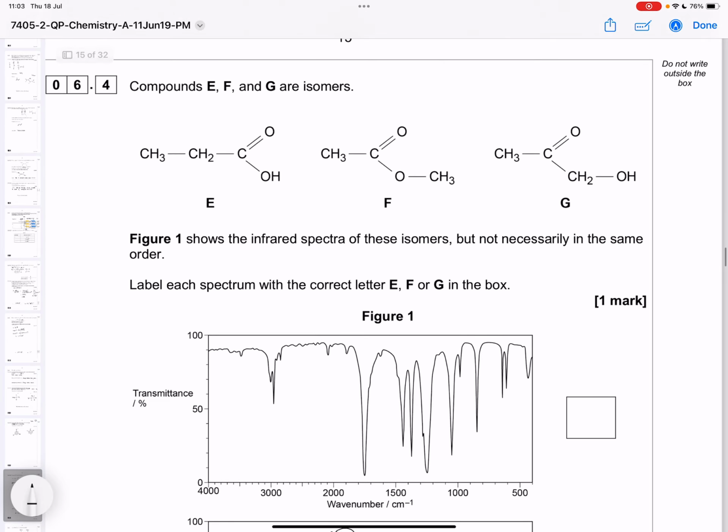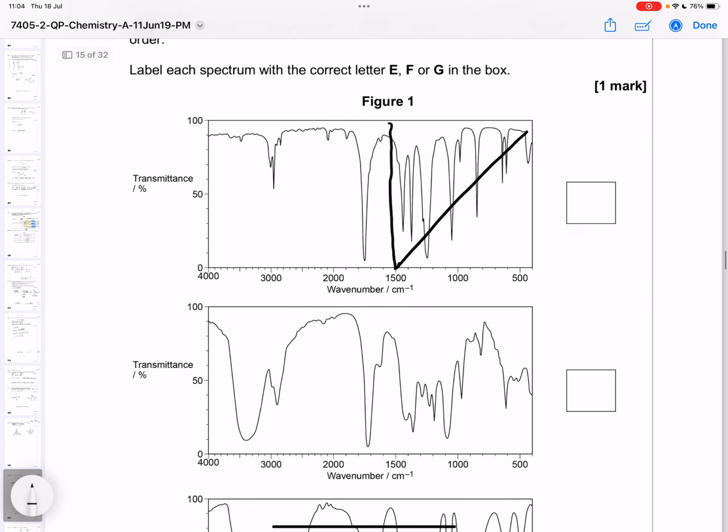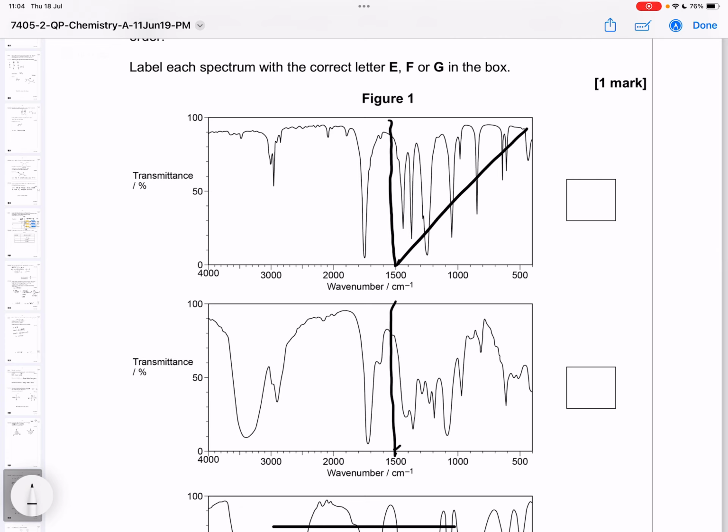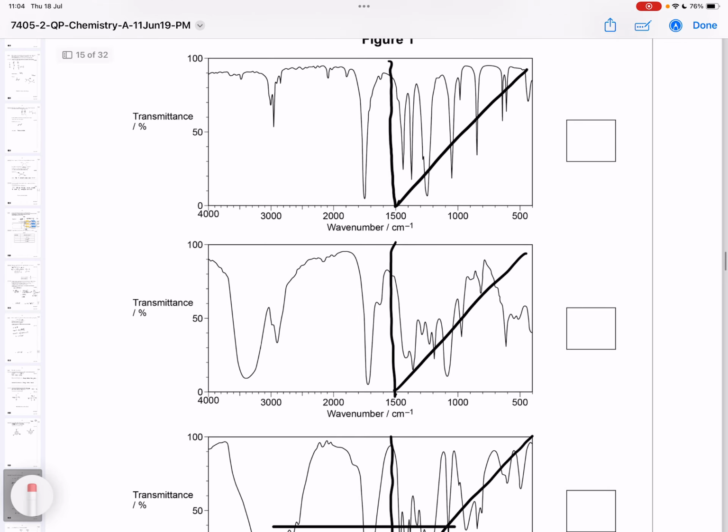E, F and G are isomers. Figure 1 shows the infrared spectra, but not necessarily in the same order. We just have to line them up. So remember, we're going to highlight the fingerprint region and get rid of it, because we're not interested in that. So we'll just get rid of the fingerprint region. Now we need to look at other peaks we've got.